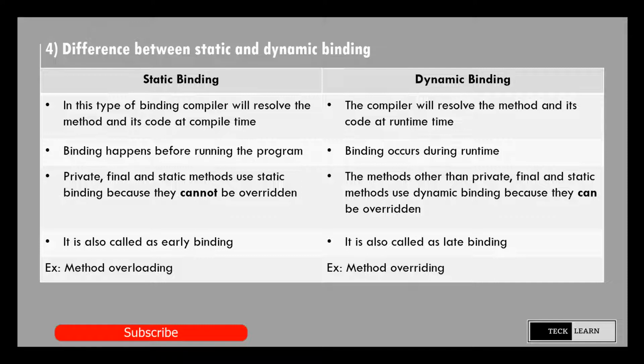In static binding, private, final and static methods use static binding because they cannot be overridden, whereas in dynamic binding, the methods other than private, final and static methods use dynamic binding because they can be overridden. Static binding is also called early binding, whereas dynamic binding is also called late binding. An example for static binding is method overloading, whereas an example for dynamic binding is method overriding.